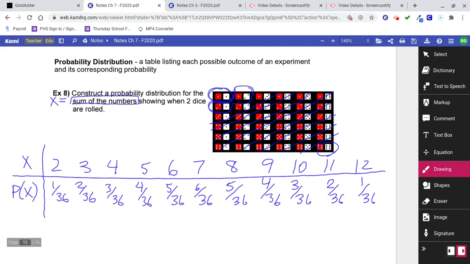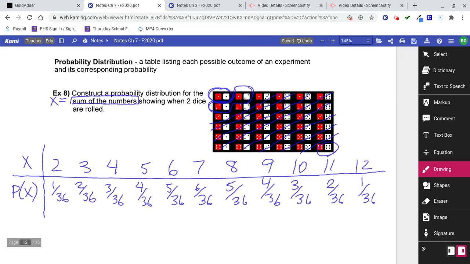Okay, that is a probability distribution. That's probably a bigger one than you'll see most of the times, but I wanted to give you a big one, so I think the bigger it is, the more obvious it is what I'm doing. I'm listing all of the possible things that could happen and their probabilities.